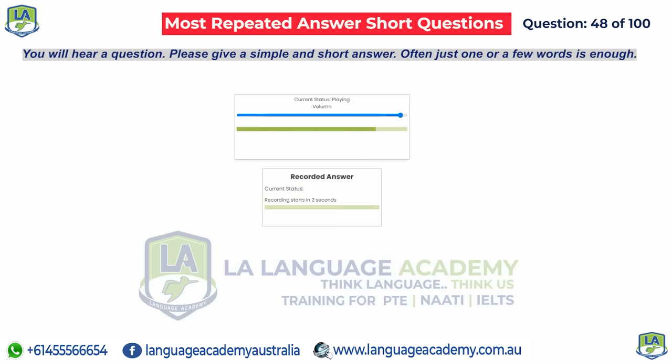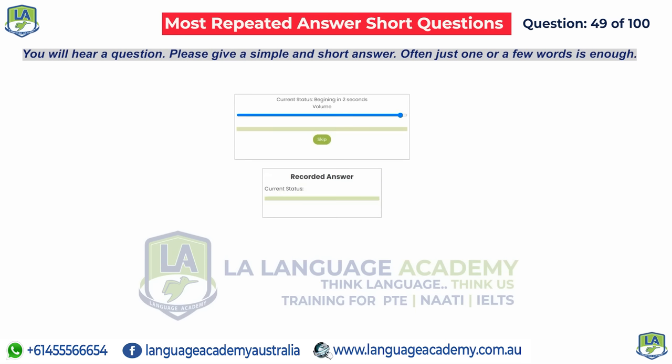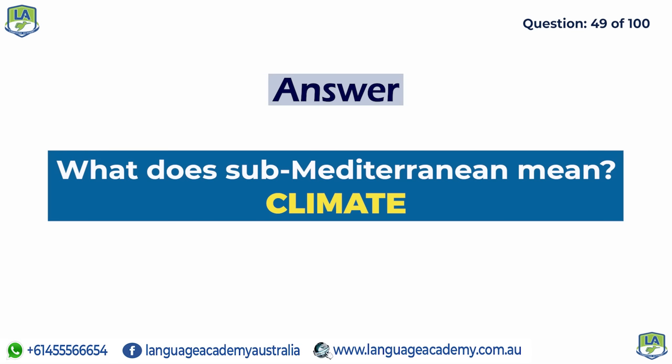Which one in the four seasons has the lowest temperature? Winter. What does sub-Mediterranean mean? Climate.